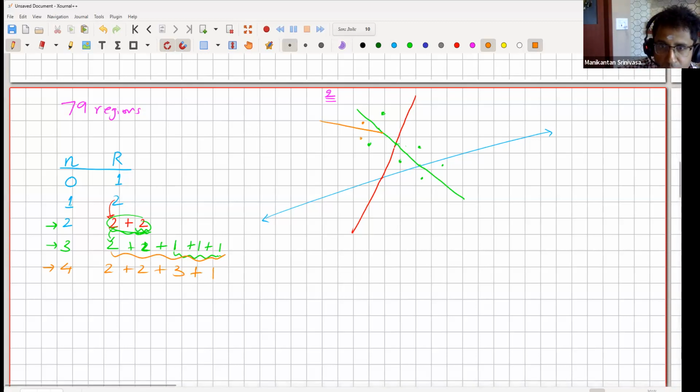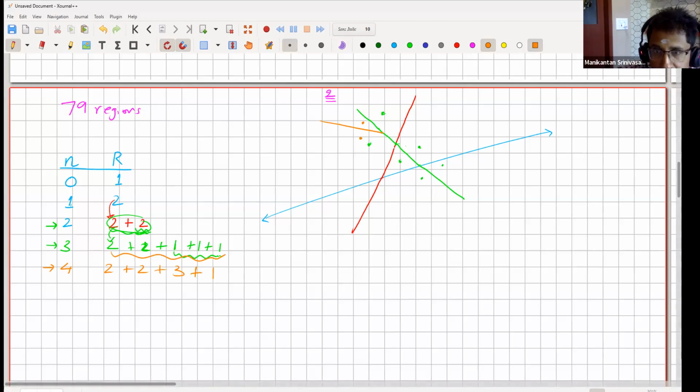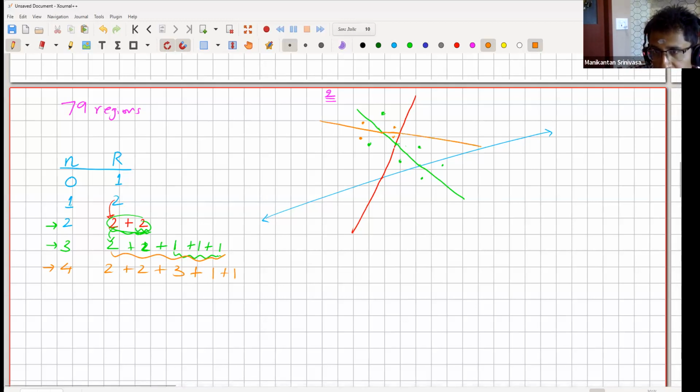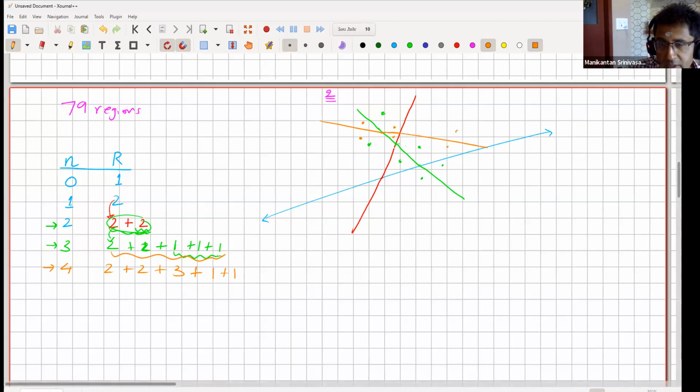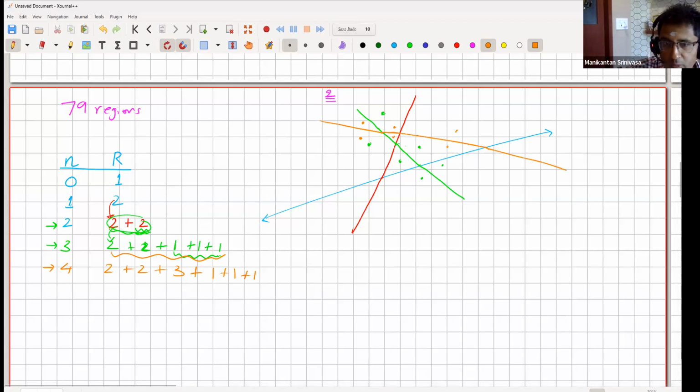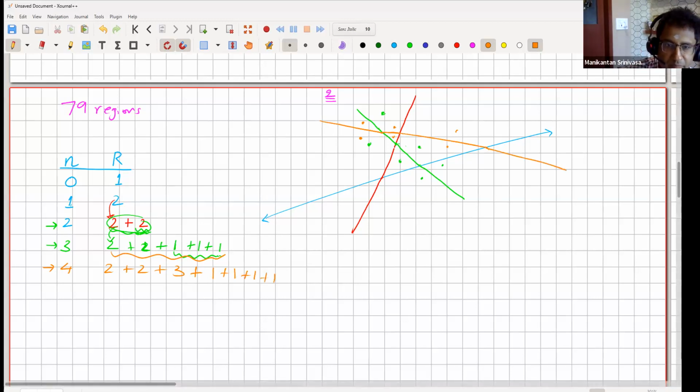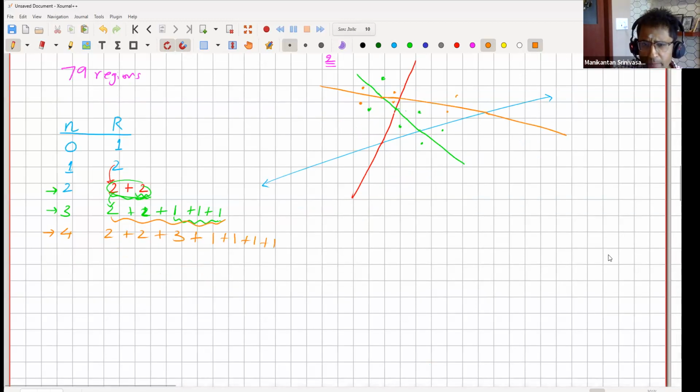Why? Because this got split into 2 parts, right? And then it went past the green. The moment it touches the red, we have an extra region created. The moment it touches the blue, we have an extra region created, right? And then the moment it exits the blue, because that was the last one, there's no more intersection, there's an additional one. So now you know the pattern.